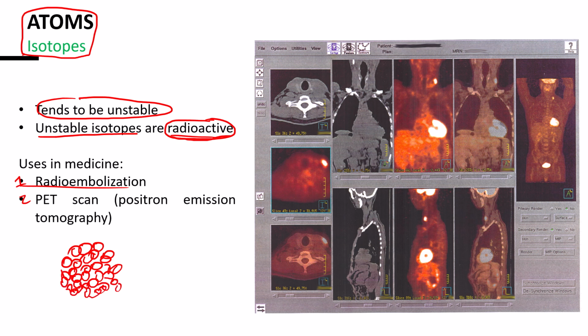Now, keep in mind that every single cell in your body, even the cancer cells, they need what? Blood supply. Blood supply, because a cancer cell needs sugar, it needs glucose, it needs oxygen in order for these cells to make energy and to keep replicating.